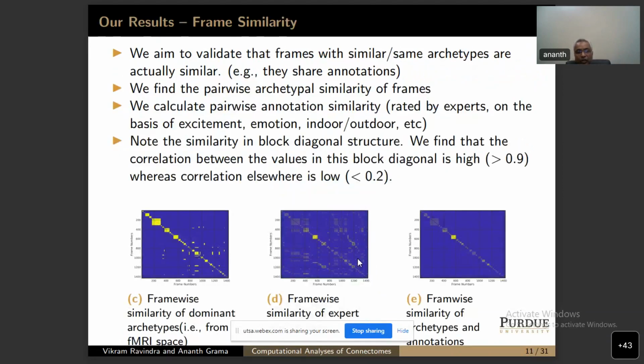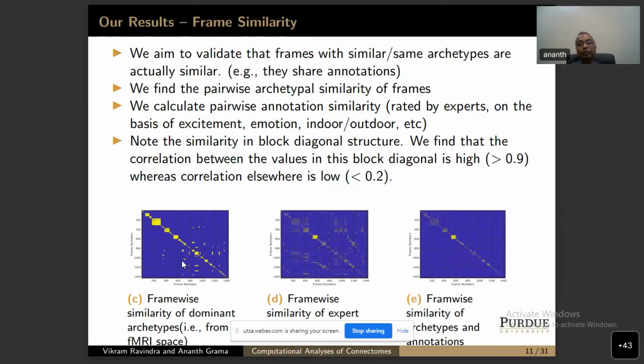All right, so is this all smoke and mirrors, or is there something real? The first thing you ask yourself is whether similarity in the space of my archetypes says anything about the similarity in the space of annotations of the episode itself. And we don't do the annotations. The goal here is to validate that frames with similar or same archetypes are actually similar in terms of the episode itself. The way we show this is we find pairwise archetype similarity of frames, and this is in the leftmost heat map that you see.